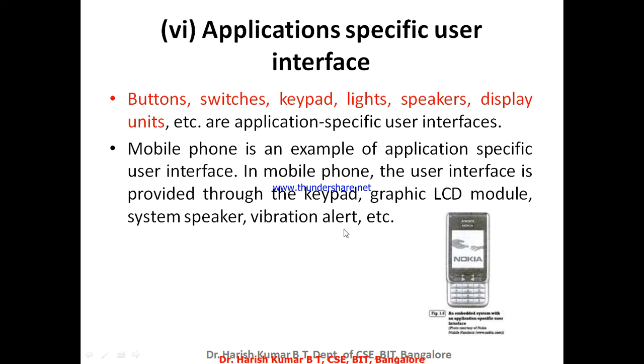When something happens, the mobile phone can alert you. The mobile phone interacts with you by vibration alert. There are many such things. These are all the user interfaces through which the user can interact with the system, or the system can interact with the user.